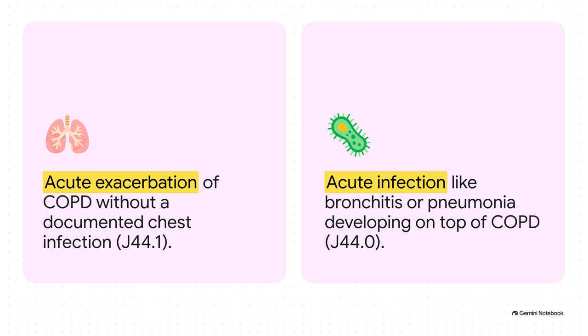Look at how these two clinical realities contrast. If your patient presents with COPD and an acute exacerbation, meaning their baseline chronic symptoms just flared up without any documented chest infection, you're going to assign subcategory J44.1. But if an actual acute lower respiratory infection, like, say, acute bronchitis or pneumonia, develops on top of that COPD, you shift entirely over to subcategory J44.0. Choosing between these two paths literally dictates how the rest of your claim is built.